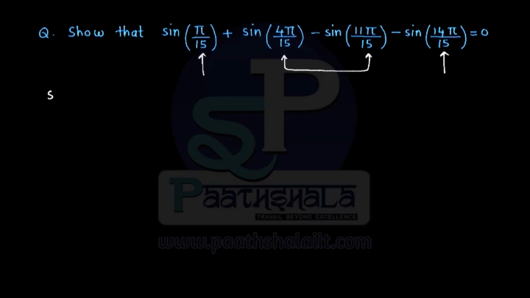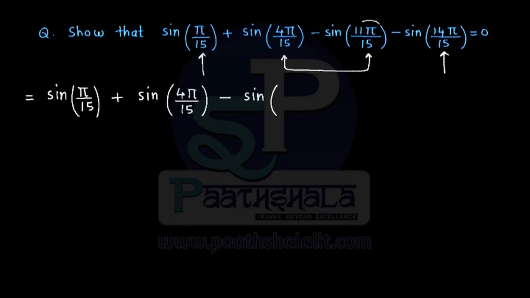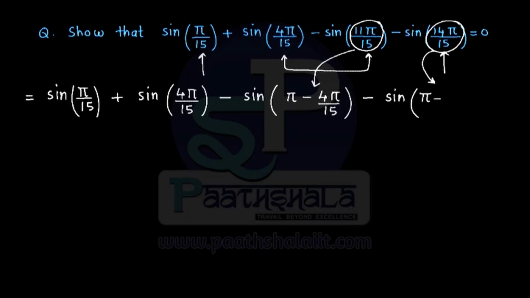So therefore the given expression can be written as sine pi by 15, which we write as it is. So we don't change the first two terms, that is pi by 15 and 4 pi by 15. Minus, in the third term, the 11 pi by 15 can be written as pi minus 4 pi by 15. So that's the change that we are making. Minus sine of, in the last term also, 14 pi by 15, we are writing it as pi minus pi by 15, right?